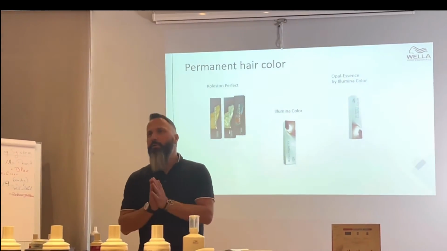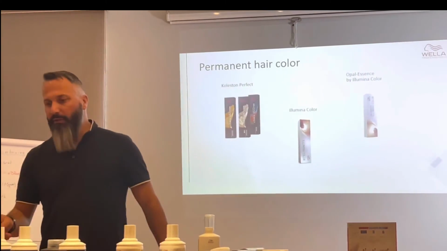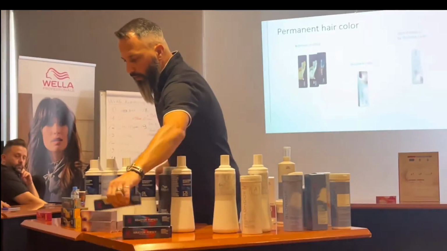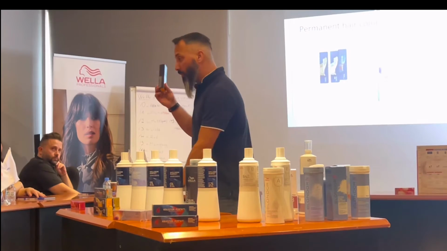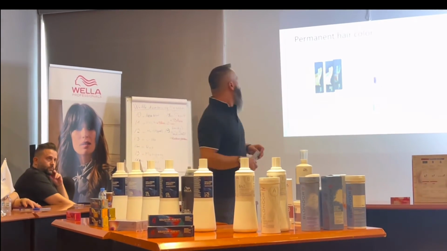Permanent color. For permanent color we have 2 types. We have Polyston Perfect and we have Illuminate. First we're going to talk about Polyston Perfect.